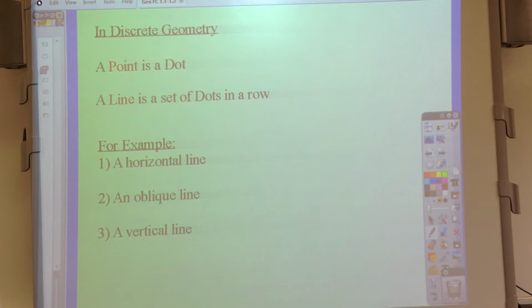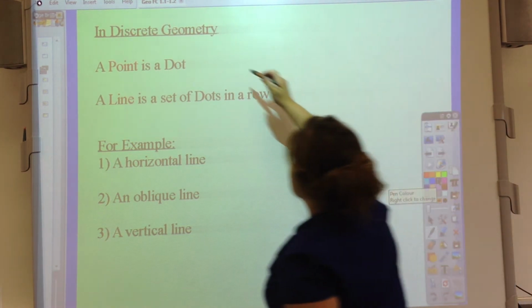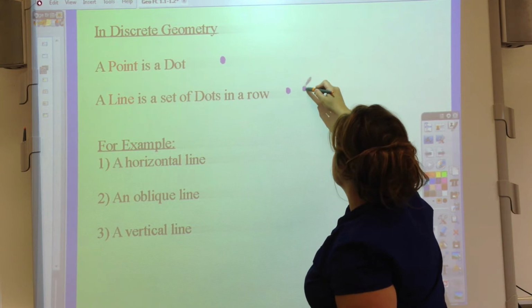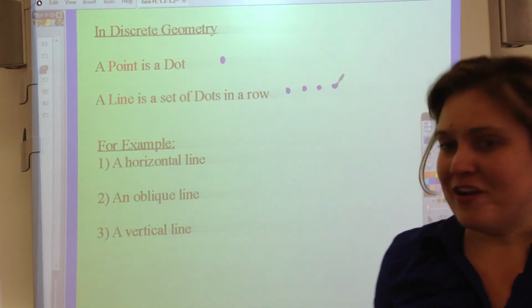Let's start with some definitions. In discrete geometry, a point is a dot and a line is a set of dots in a row. Let's see what that looks like. Here's my dot, and here is an example of a line. Let's pretend those are all nice and straight.